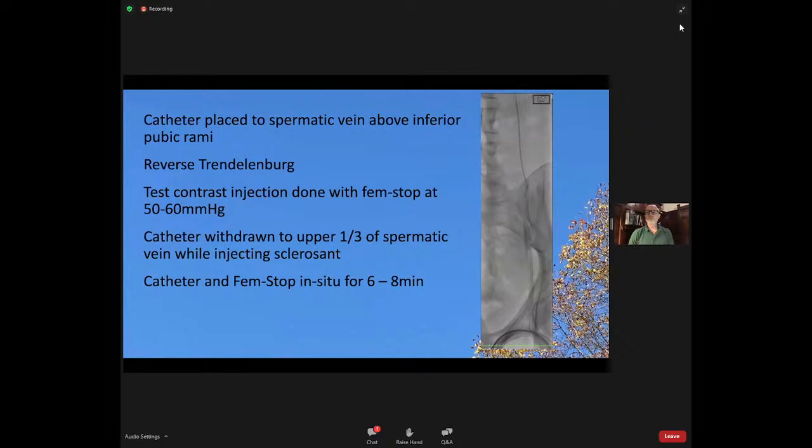And so here you can see on the right-hand side, what we do is we slow it with the patient in a reverse Trendelenburg and the Femostop at about 50 or 60 millimeters of mercury. You can vary that a little bit. We slowly withdraw the catheter, as you can see on the right, slowly laying out the sodium tetradecyl sulfate, and we can stop and twist the catheter to cause a little bit of venous spasm, because what we're looking for here is dwell time and a good injury to that vein by the sodium tetradecyl sulfate to cause occlusion.